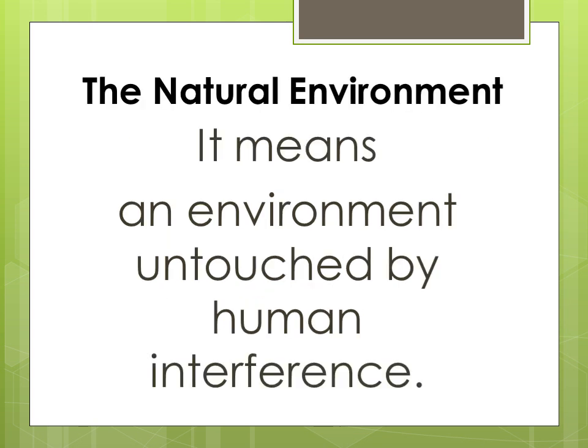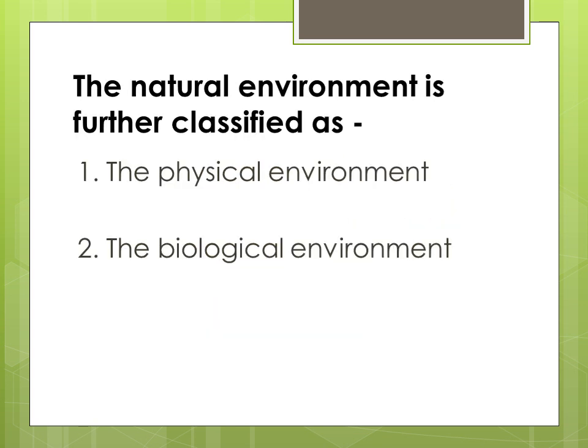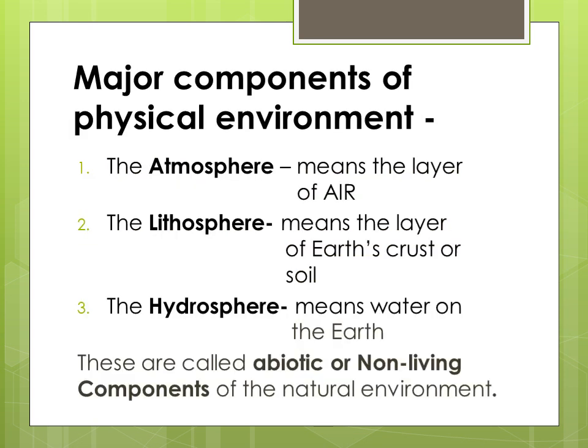Now, number one, the natural environment. It means an environment untouched by human interference. The natural environment is made up of two environments and can be further classified as number one, the physical environment, number two, the biological environment. Let us take physical environment. There are three major components of environment.